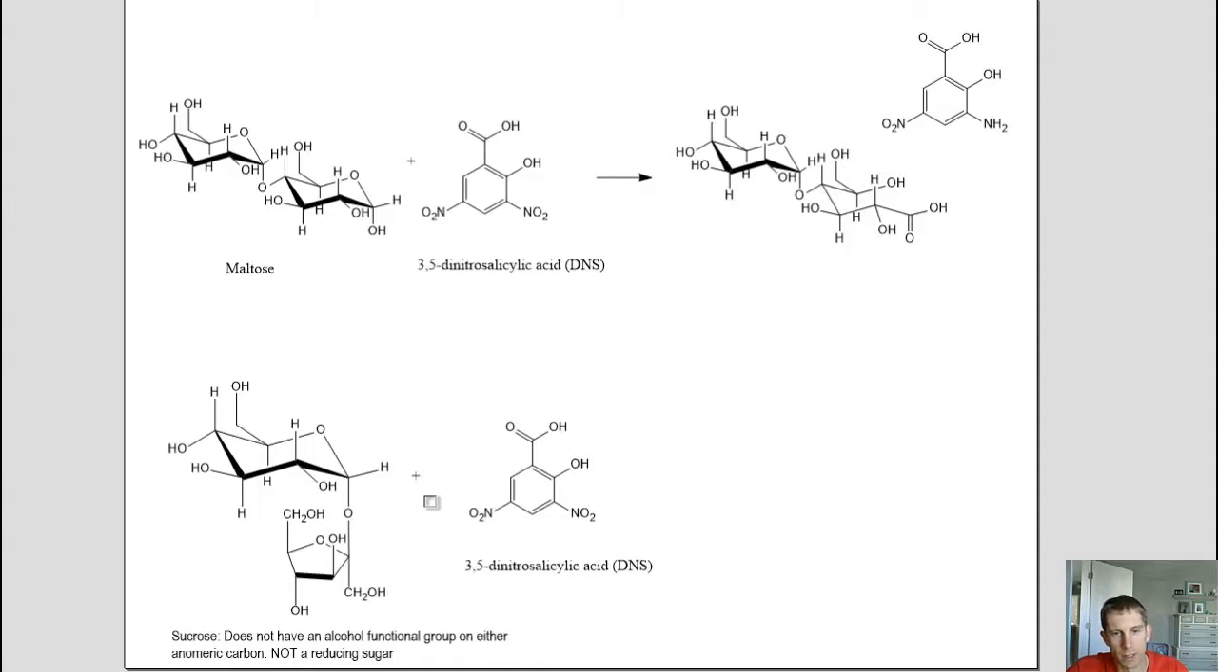So we can't do an oxidation reduction reaction with dinitrosalicylic acid when sucrose is in this state. And so for this, there is no mechanism to show. This is simply no reaction.